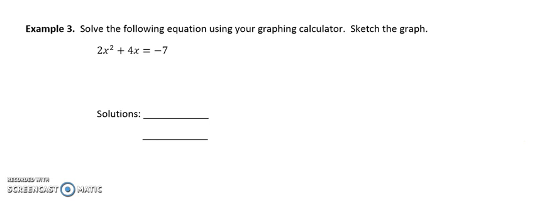You know what I'm saying? So on this one here, it's not set equal to 0. So we're going to go ahead and add 7 to both sides first. So when we do that, we have 2x squared plus 4x plus 7 equals 0.